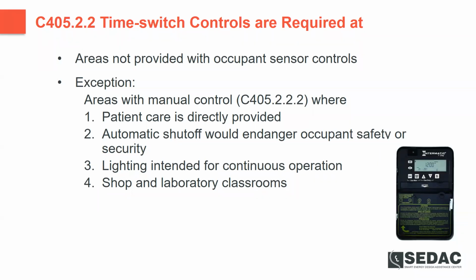Another thing we'd like to note is that if you've got spaces that are required to have time switch controls, you can optionally use an occupancy sensor instead of a time switch control. You cannot go the other way, where if you're required to have an occupancy sensor, you could not install a time switch control instead. You could, however, have occupancy sensing and time switch together in a space that's required to have occupancy sensors. But that is a one-way trade-off with time switches.